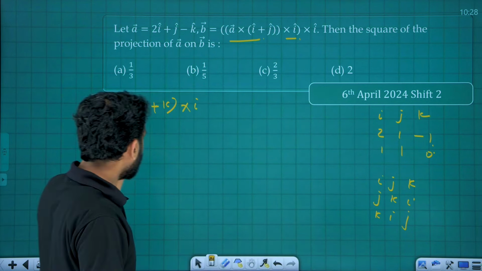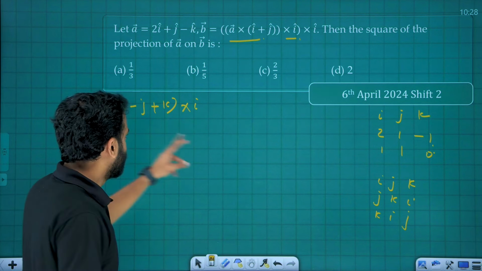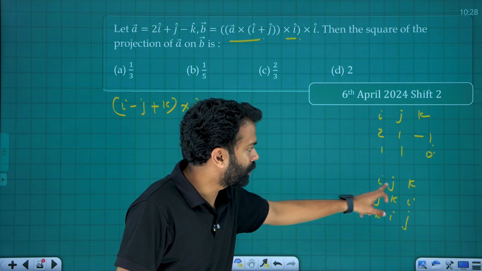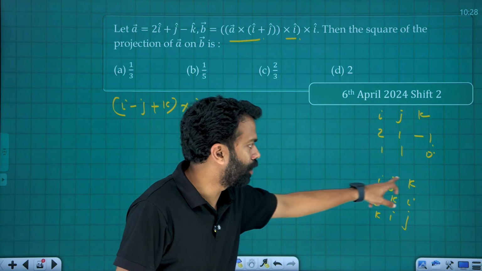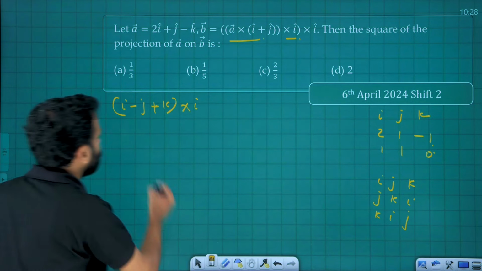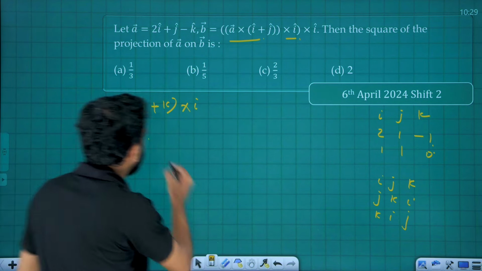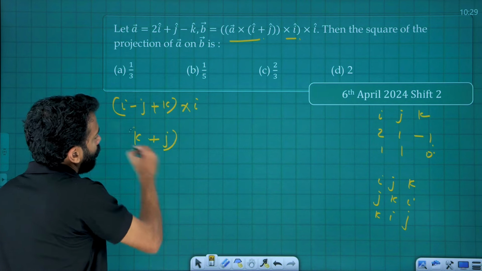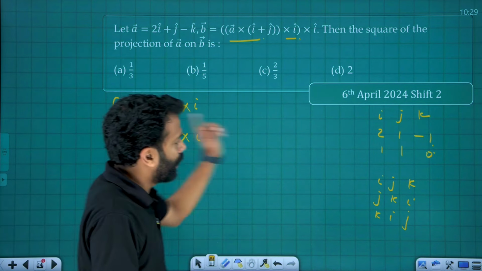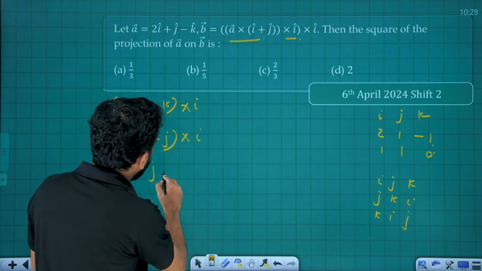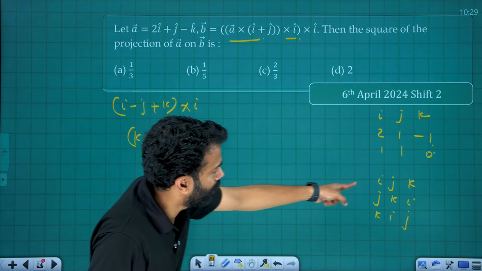So what is i cross i? 0. And what is j cross i? i cross j is k, therefore j cross i will be equal to minus k, another minus here which makes it positive, that is k. And what is k cross i? That is j, that is k plus j. Again, what is k cross i? k cross i is j. Okay, j cross i. What is j cross i? Minus k.